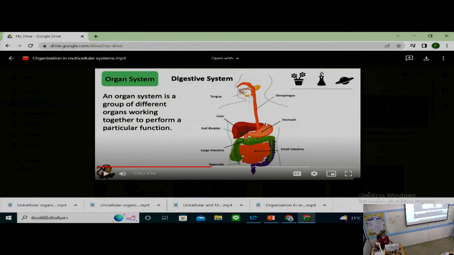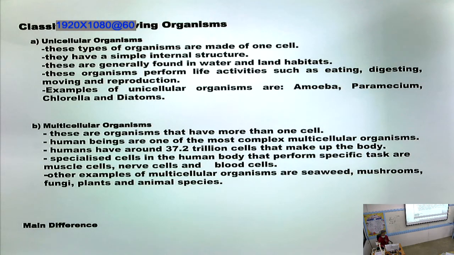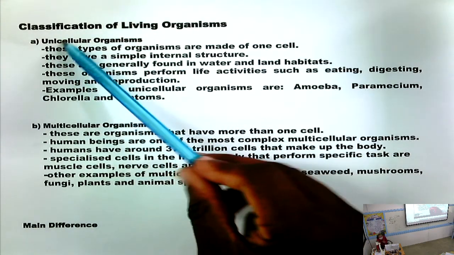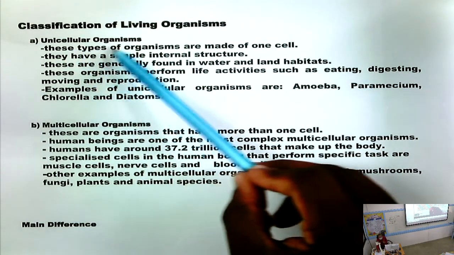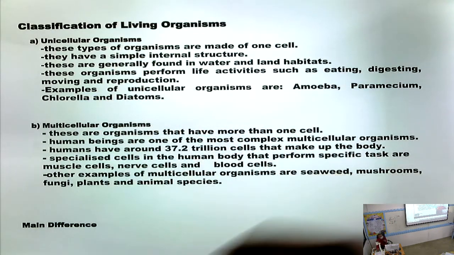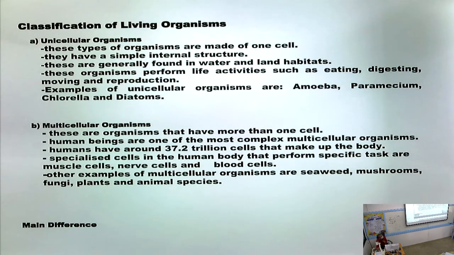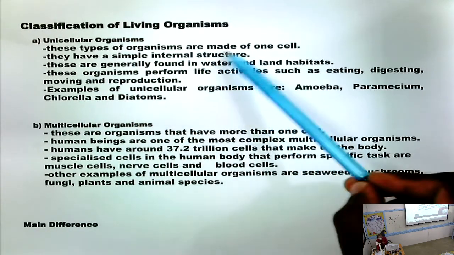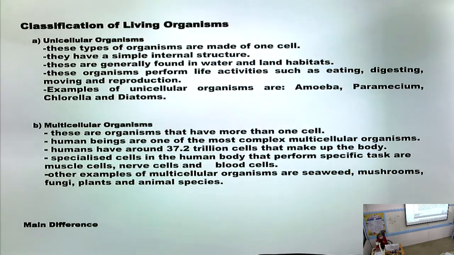We are now coming back to our notes. We now want to classify our different types of cells. As we said, we have got unicellular organisms. How do we identify unicellular organisms? These types of organisms are made of one cell.